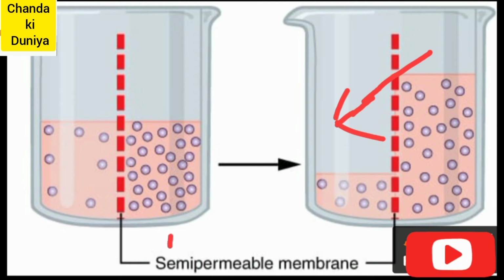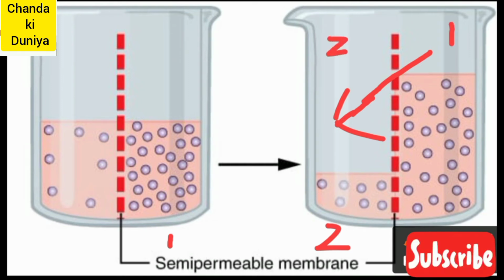So look at picture number 2. In picture number 2, water is going to travel from an area of higher concentration. Area number 1 is the higher concentration and area number 2 is the lower concentration. So water is going to move from area number 1 to area number 2. Area number 1 has a high concentration of water.